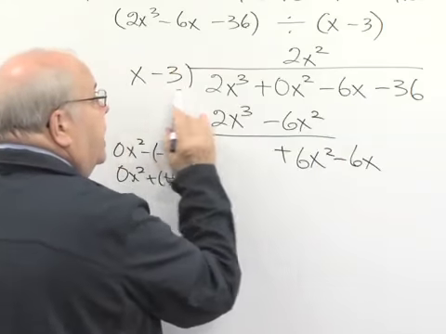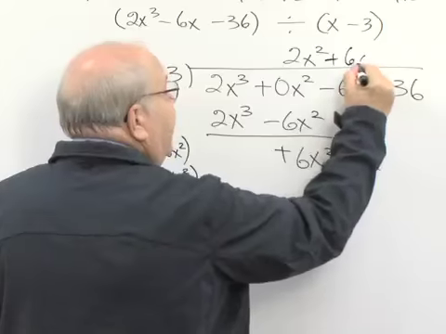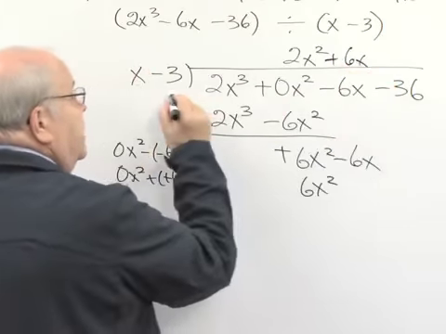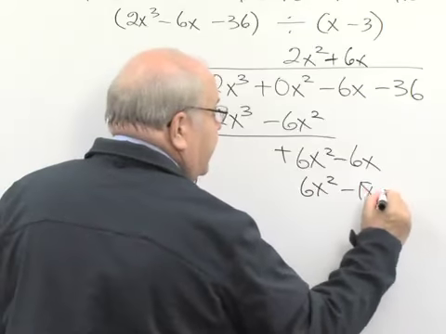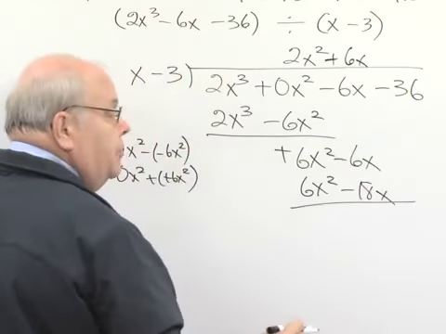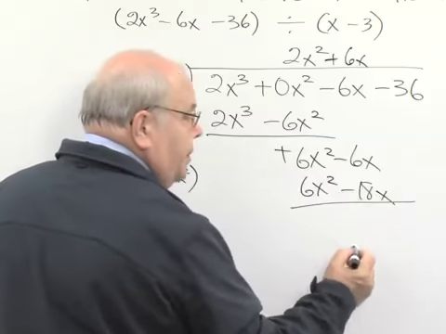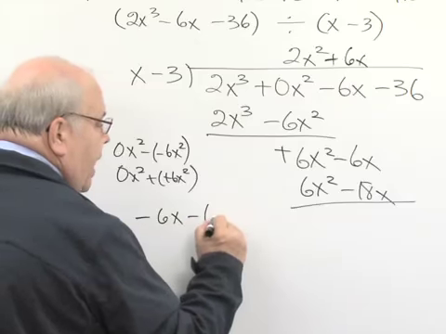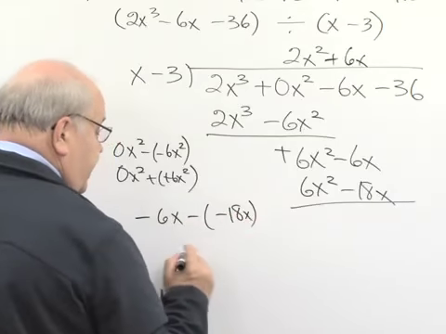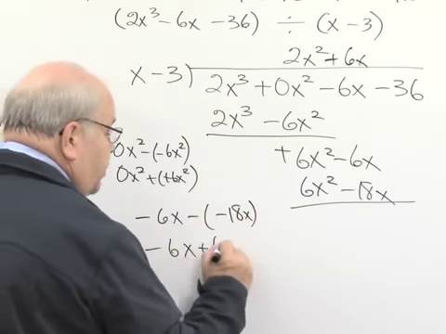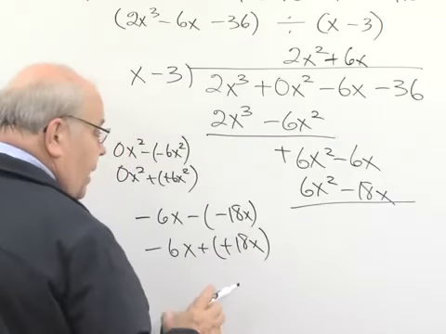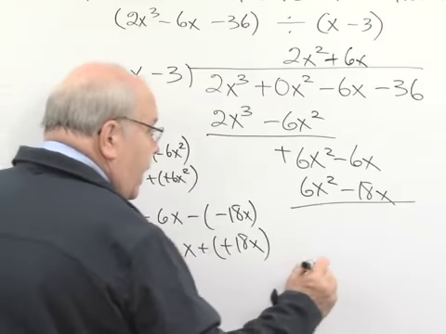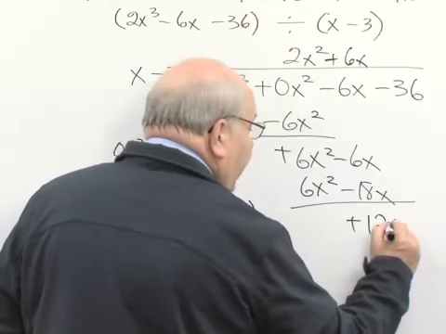I know that x times 6x would give me 6x squared. I know that 6x times minus 3 is minus 18x. Now I want to do my subtraction. 6x squared minus 6x squared is 0. But this one is a little tricky. We have minus 6x subtract minus 18x. That's the same as minus 6x added to a positive 18x. Now when we add positive 18x and minus 6x, we see that we get positive 12x.